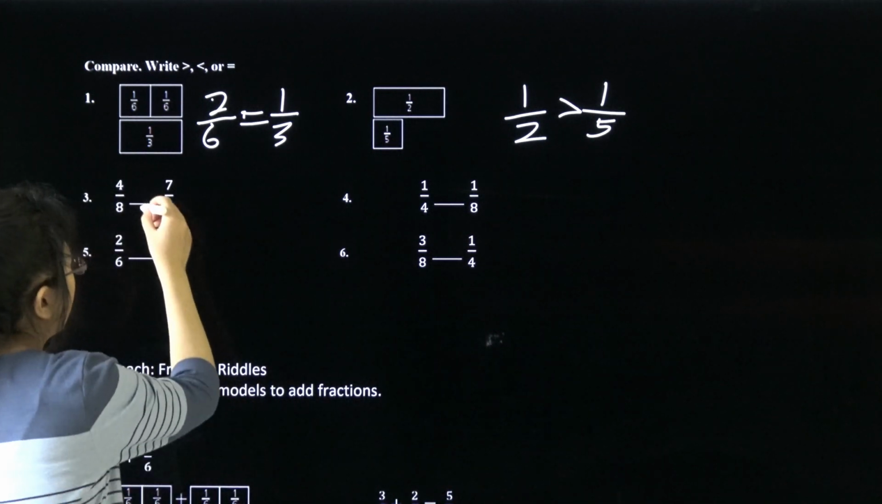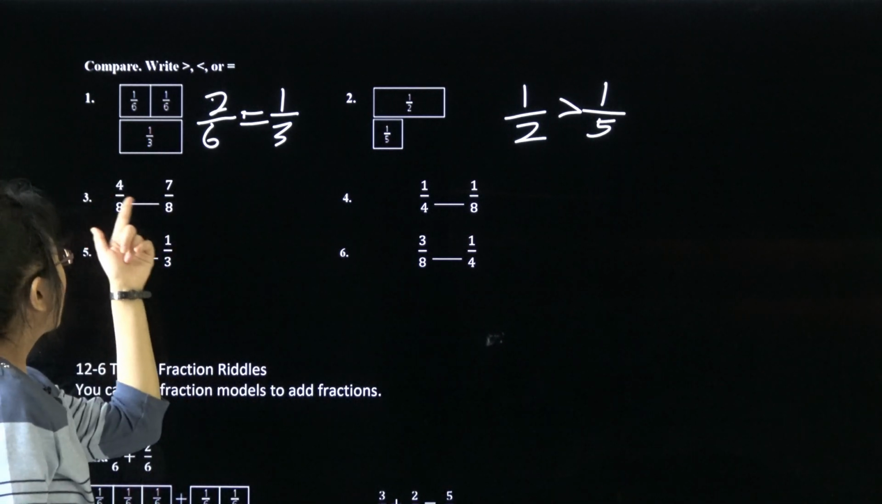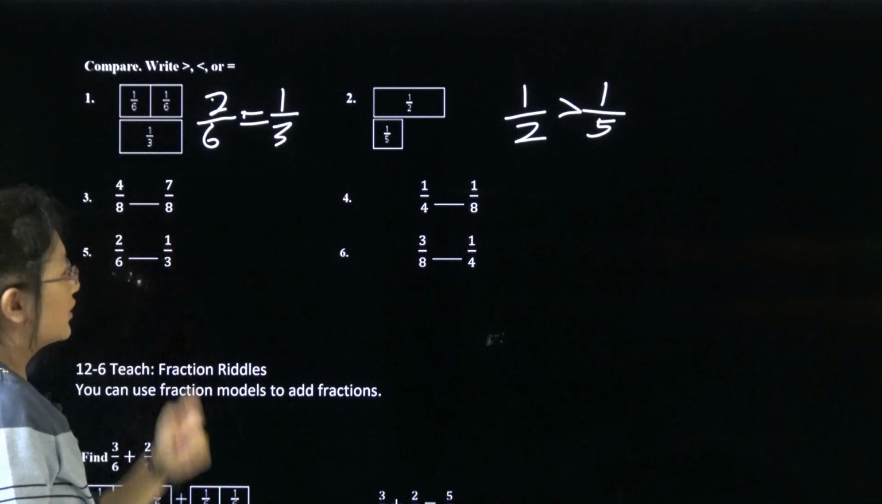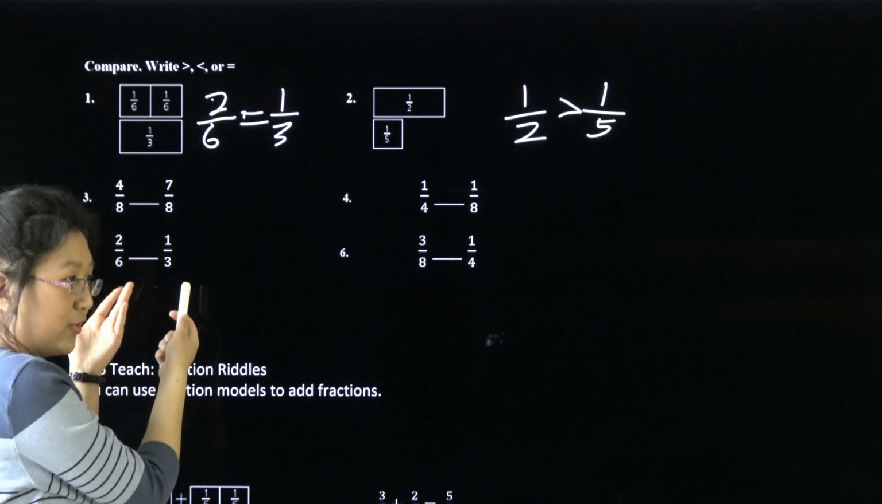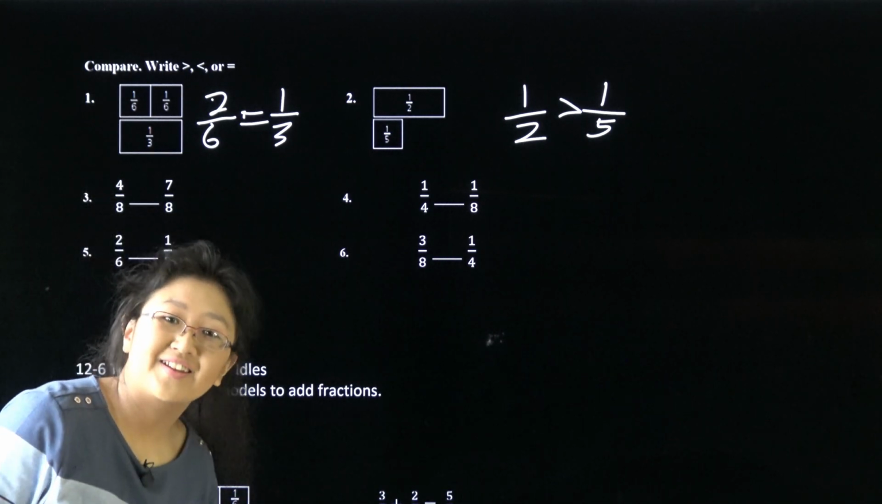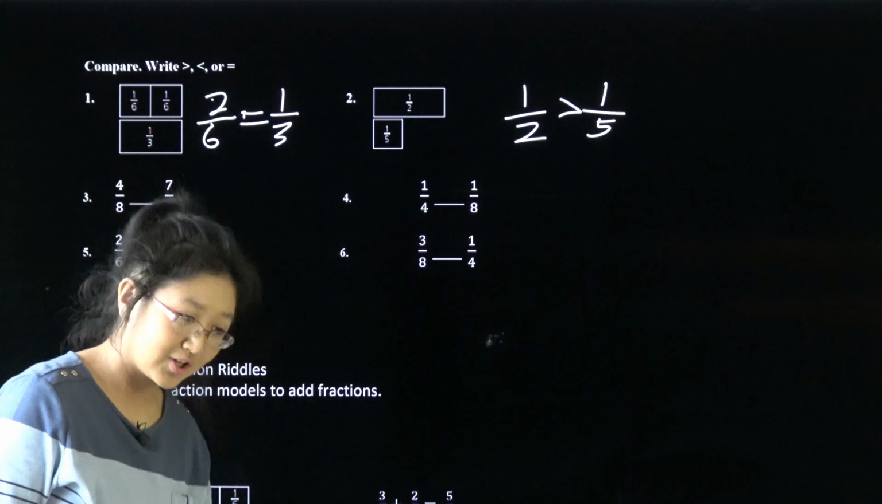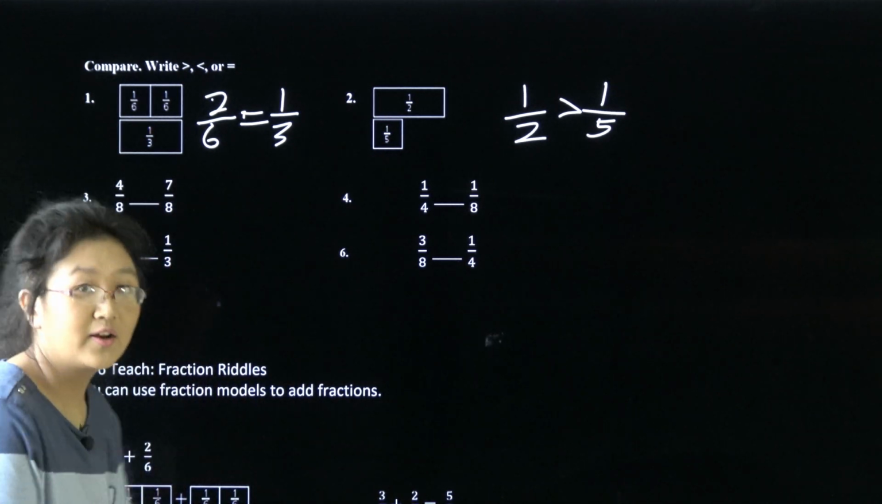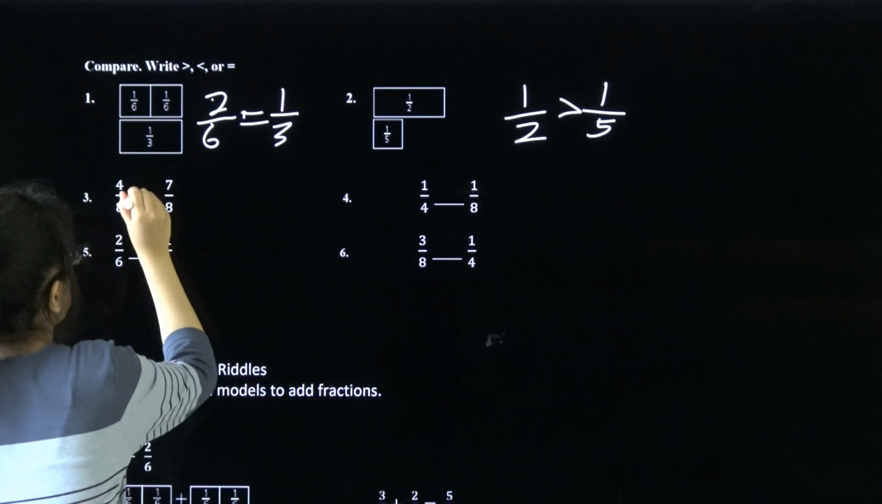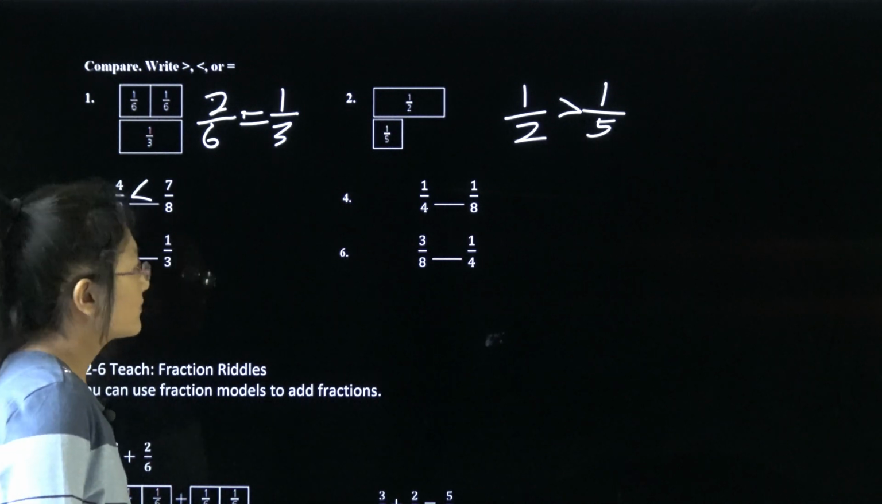Now, we have 4/8 and 7/8. Well, the denominator is the same. You don't even need to think for these type of questions. You just look at the numerator and see which one's bigger, and that one's bigger, because the denominator is the same. So it's written like this.